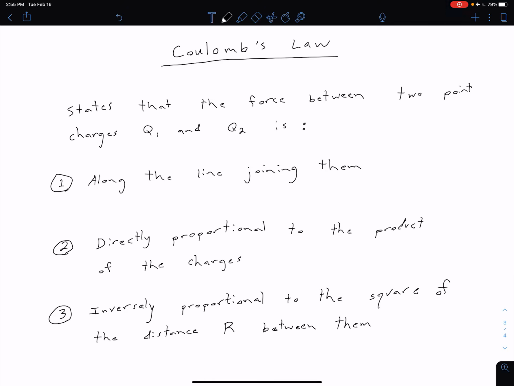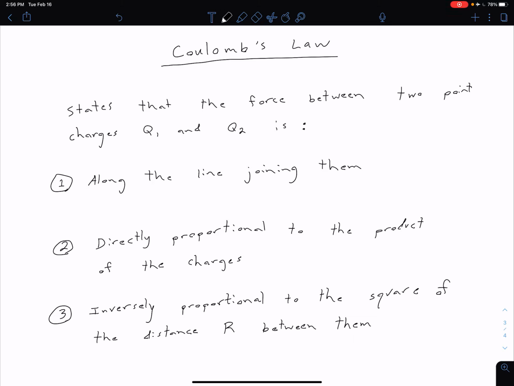Let's take a look at the first of our two fundamental laws, Coulomb's Law. Coulomb's Law states that the force between two point charges, Q1 and Q2, is, and then we have three items here, along the line joining them. And so what this means, and we'll look at this closer in a little bit, is that if we have two point charges arranged like this, our forces are going to be along this line that joins both of those points.